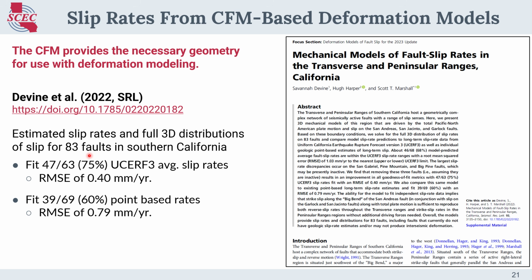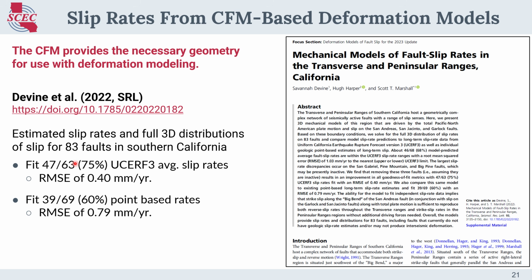Meshing this did take quite a bit of effort, but 83 faults we were able to quantify at like 1 to 2 kilometer scale elements, so full 3-dimensional slip distributions. And we compared those to the Uniform California Earthquake Rupture Forecast, sort of expert panel average slip rates, and found that the root mean squared error was only about 0.4 millimeters per year. So we fit them very well.